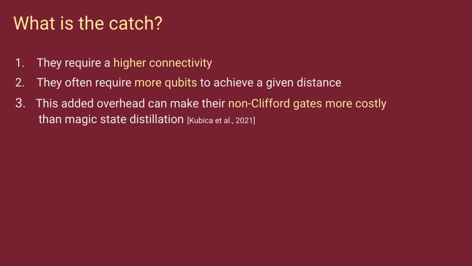And so this added overhead can make the non-Clifford gates actually more costly than magic state distillation. For instance, there is this paper by Alex Kubica on the cost of universality, that showed a comparison between the gauge color code and a process called code switching, where you go from 2D to 3D color codes, and doing magic state distillation. They show that it's actually very similar. So it's not really worth doing 3D for those specific examples.